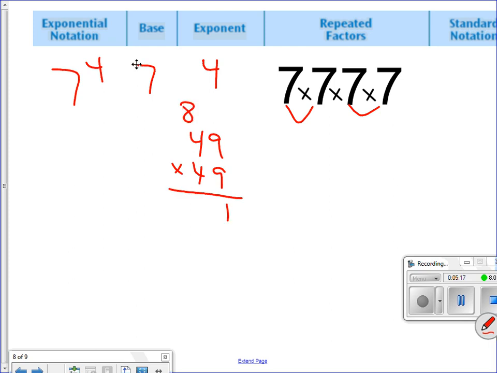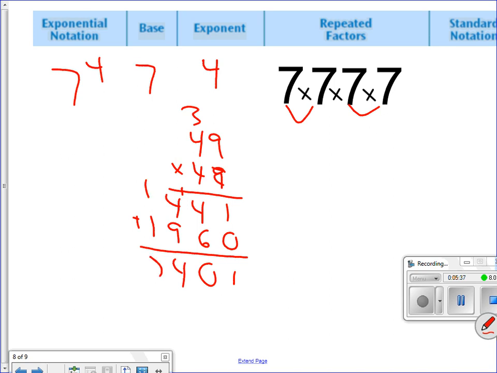4 times 9 equals 36, plus 8 is 44. Erase this 8 here. Cross this 9 off, make it a place value holder. 4 times 9 is 36. 4 times 4 is 16, plus 3 is 19. Add these up, 1, 0, 4, 2. 2,401 is my standard notation.